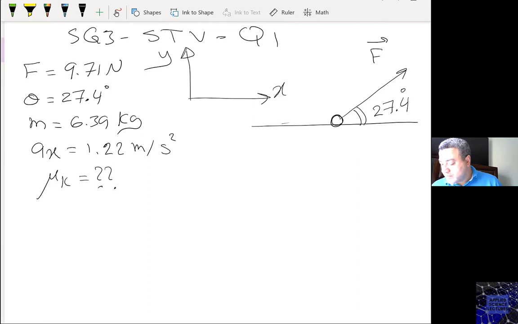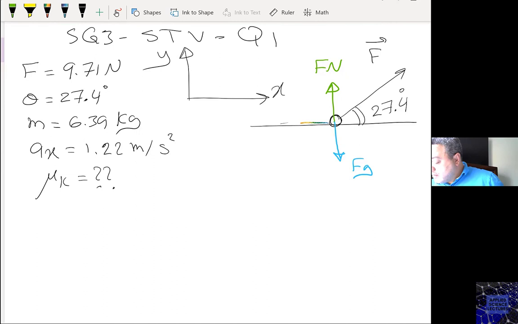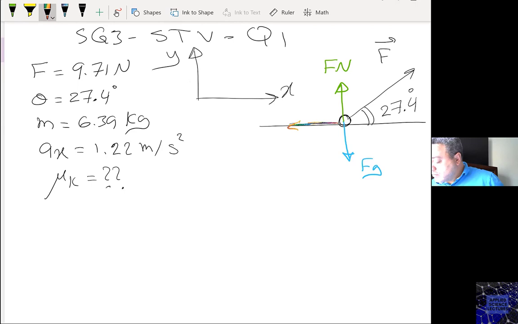Right? I need the coefficient, the kinetic friction coefficient. So let's look at this problem and try to draw the forces that we have here. We have gravitational force, Fg. We have normal force, Fn. And we also have a friction, kinetic friction, Ffk.